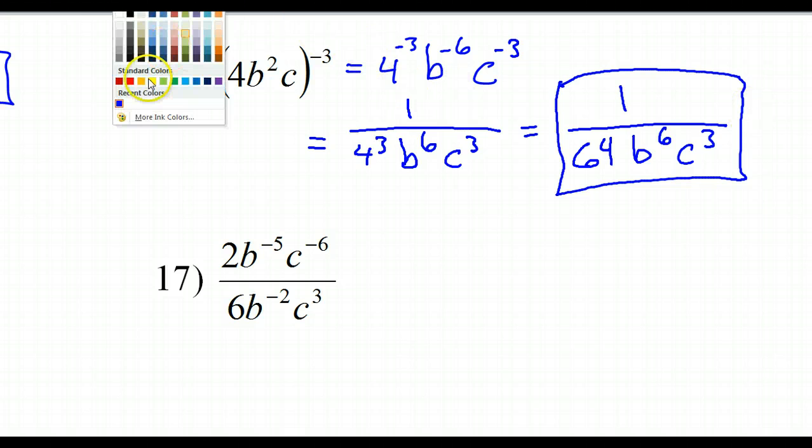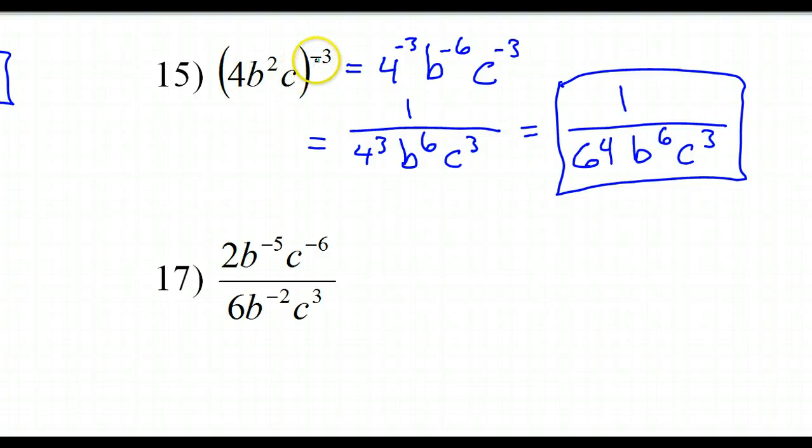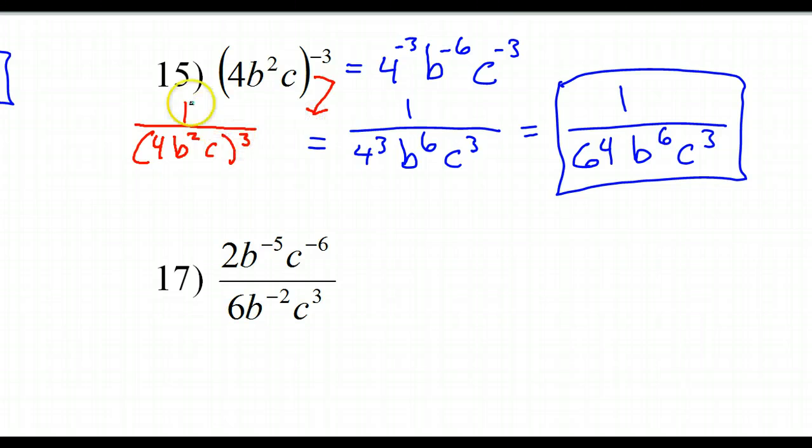Just in case you care, the other way to do it is, you see this negative power on the parentheses? If you wanted to, you could drop the entire parentheses to the bottom all at once. So you could do 4b squared c. A negative power means you're on the wrong side of the line and have to drop down, so you could drop the whole thing down. And then you could do the powers. So still that would give you 64 b to the 6th power, c to the 3rd power. Either way you get the same thing.